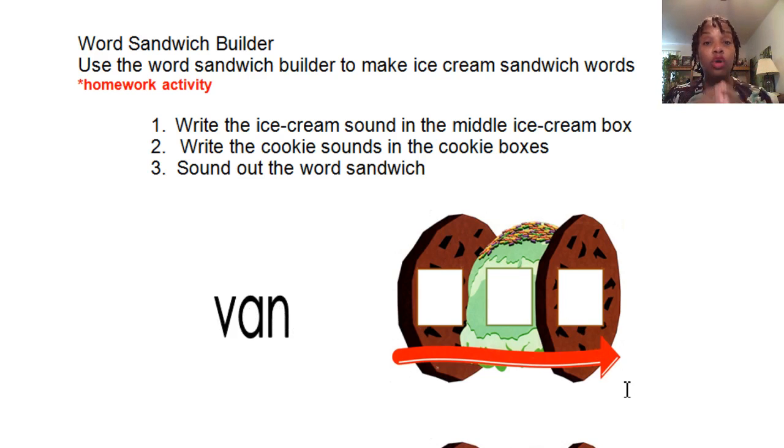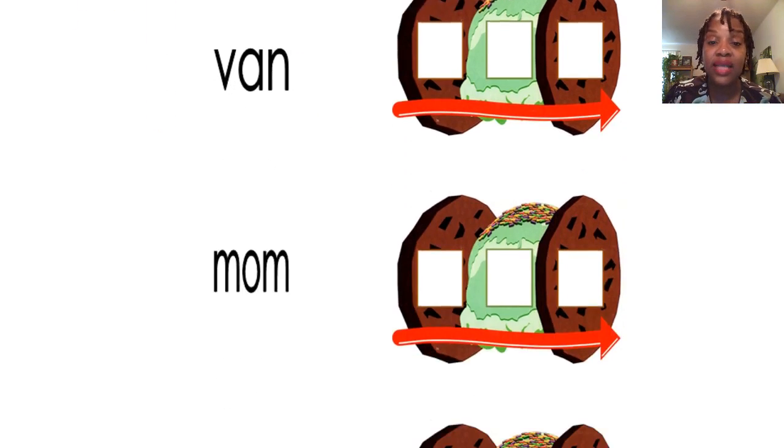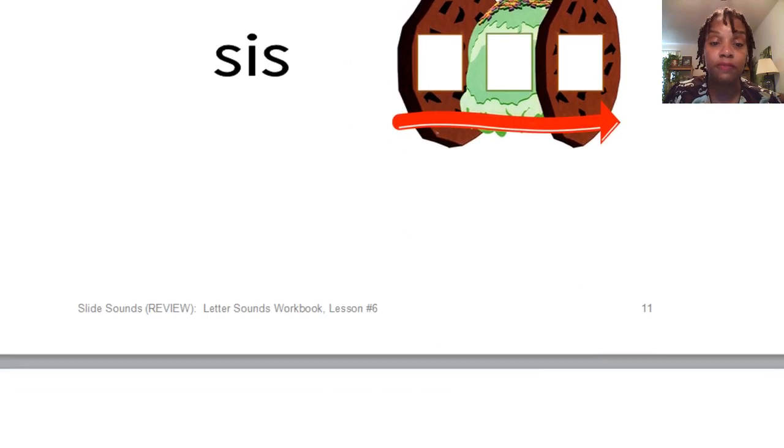So again, this is in your homework packet. You're going to use these word sandwich builders to make the sandwich, or to sandwich the vowel, right?